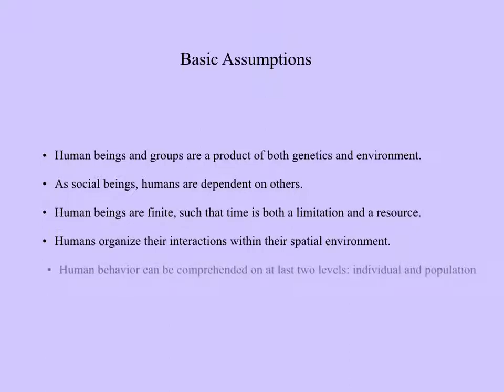And then I've got human behavior can be comprehended on at least two levels: individual and population. So this is like, on the individual level, this focuses on the extent to which individuals adapt or fail to adapt to their environment. And if they fail at this point in their life, then it would ultimately result in death of the individual or just failing at whatever the situation at the time may be.